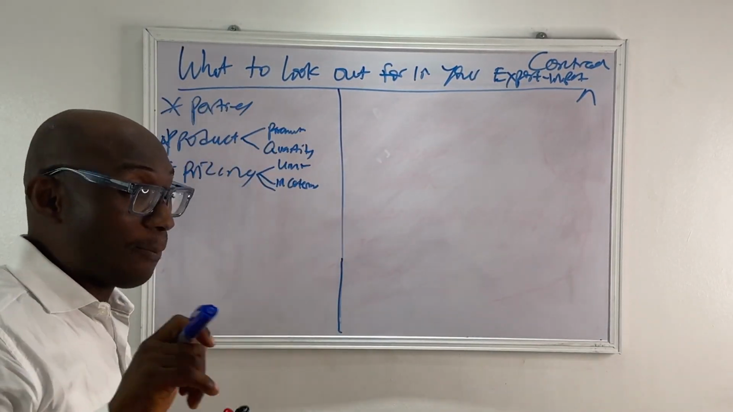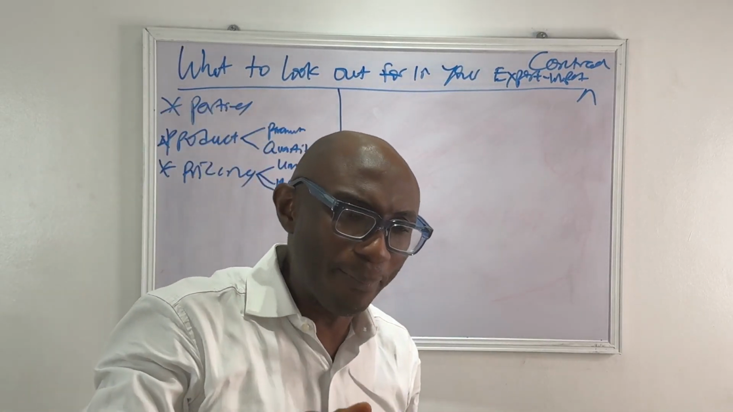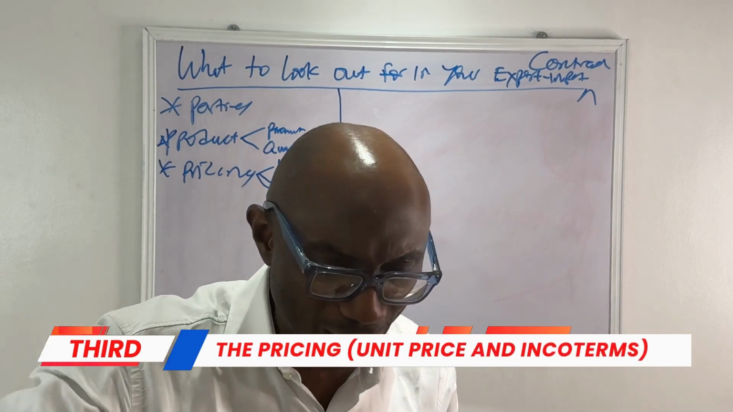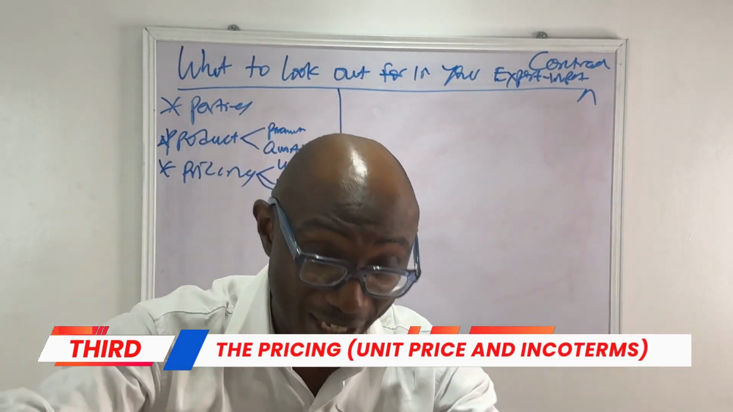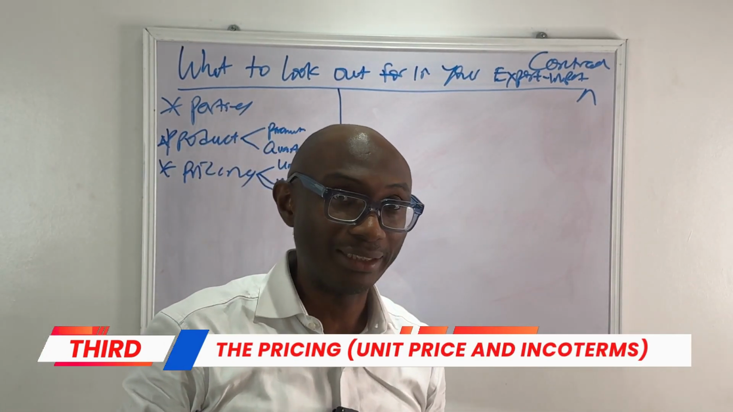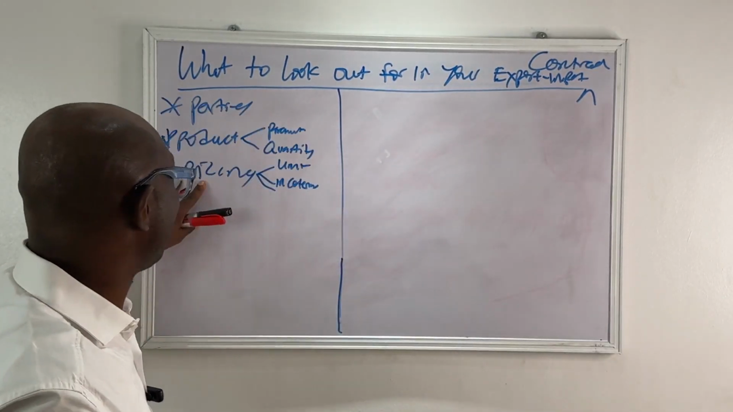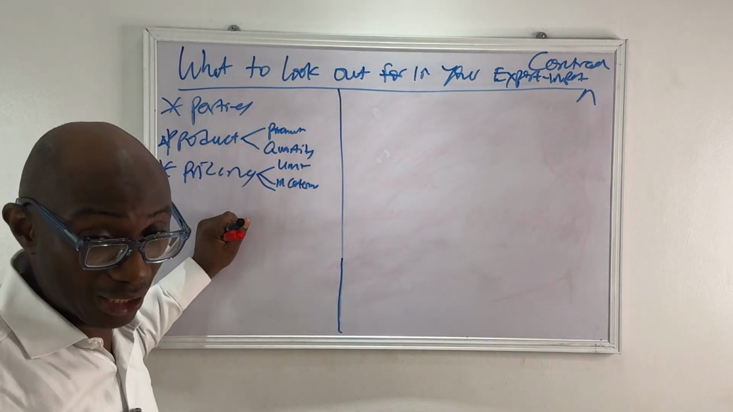Now, pricing. Is it the pricing we agreed? Remember, there's always a pre-negotiation and conversation before we eventually arrive at the price. That pre-negotiation and conversation, what was the price we agreed and what is the price you are putting now?